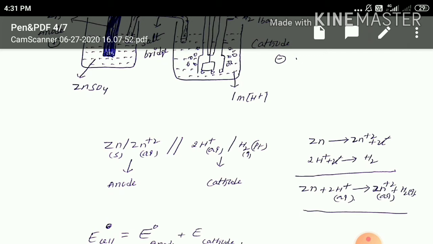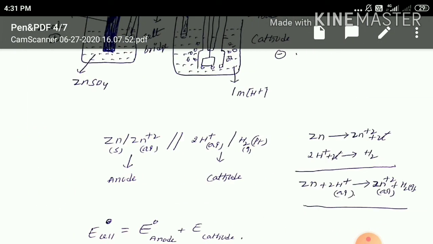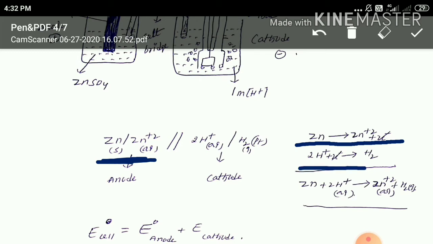when we observe the overall cell representation, the zinc is converted into Zn plus 2 ion, so that's why it is the anode. In the anode, oxidation occurs: zinc loses 2 electrons and is converted into Zn plus 2 ion. And the other one is the cathode. In the cathode, H plus ions are converted into hydrogen gas: 2 H plus ions accept 2 electrons and are converted into H2 hydrogen gas.